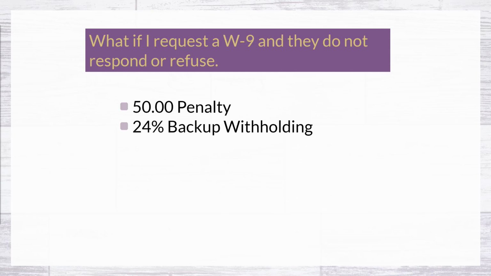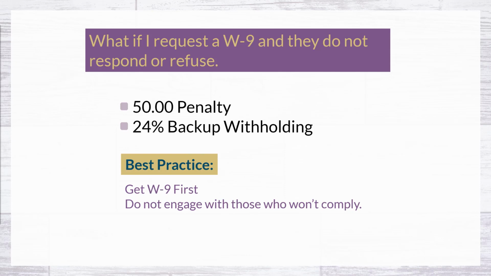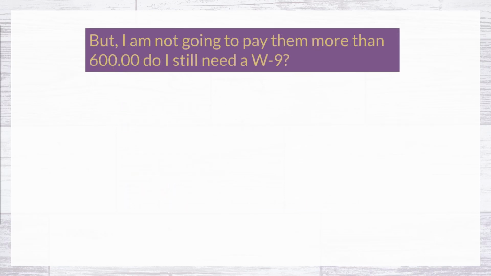This is because the IRS assumes they will not provide you with a W-9 because they are trying to avoid taxes. So the IRS makes you responsible for withholding 24% of what you pay the contractor. Then you will need to report and submit it to the IRS on their behalf. Once they provide you with a W-9, you can discontinue backup withholding. But the best practice is get the W-9 up front and do not engage in business with those who will not comply.